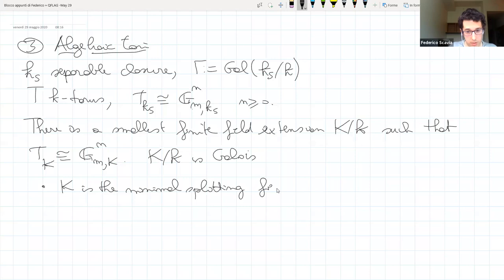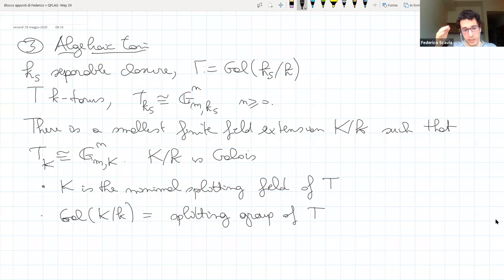And the Galois group of K over small k is called the splitting group of T. And of course, if a field contains this big K, then it also splits the torus. It's just called a splitting field.